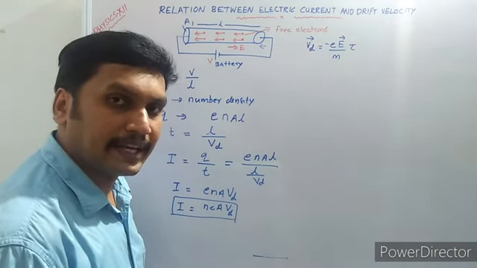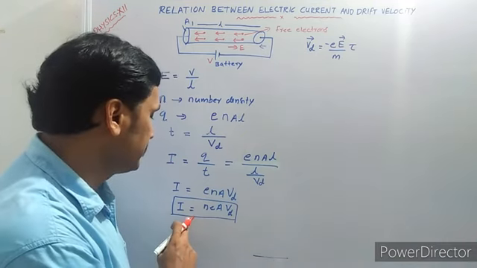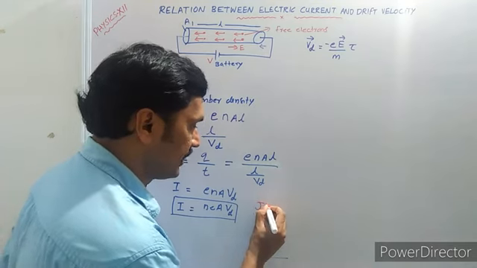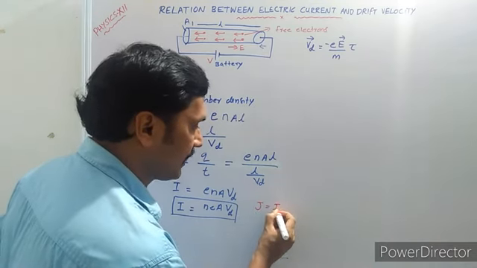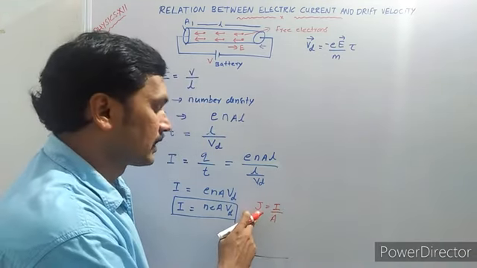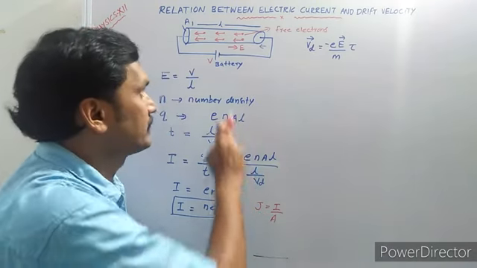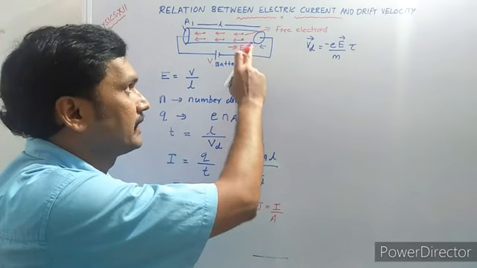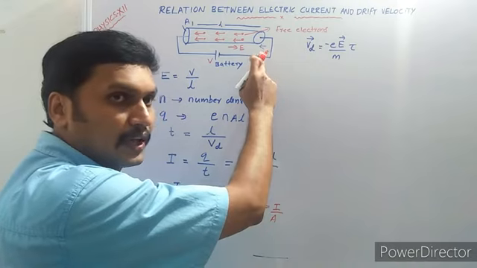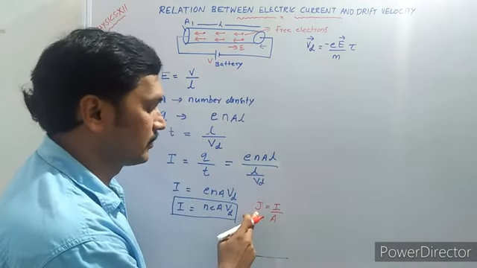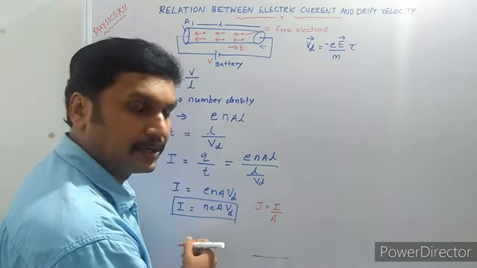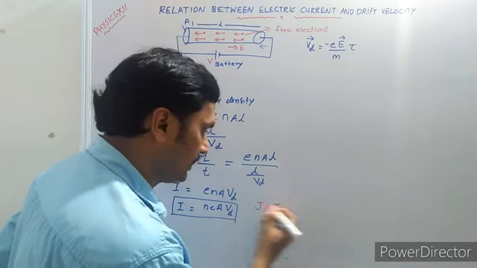We can write an expression for the current density from this relation. We know that the magnitude of the current density J is equal to I by A, where the current density is the current passing through a unit area normal to the conductor. So J is equal to I by A, and it is a vector quantity: the current by the cross-sectional area.